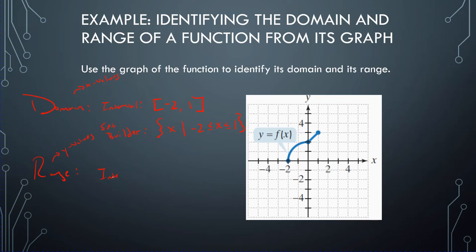So the range is interval. I'm going to do it as an interval, and then I'll do it in set builder. All right, so this is the y value. So look at the y values the graph takes on. It looks like the lowest possible y value is 0, because this is 0 along the y-axis, and then it goes up until 3. So it looks like it's 0 to 3 in interval. And then in set builder, it's now the y values such that y is between 0 and 3.